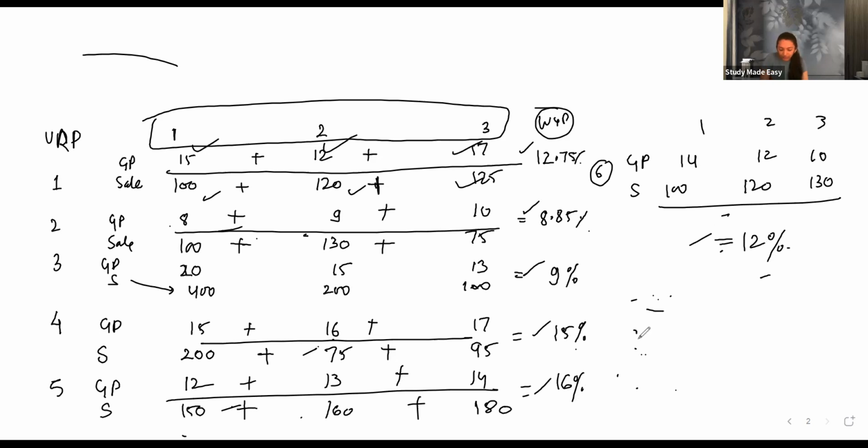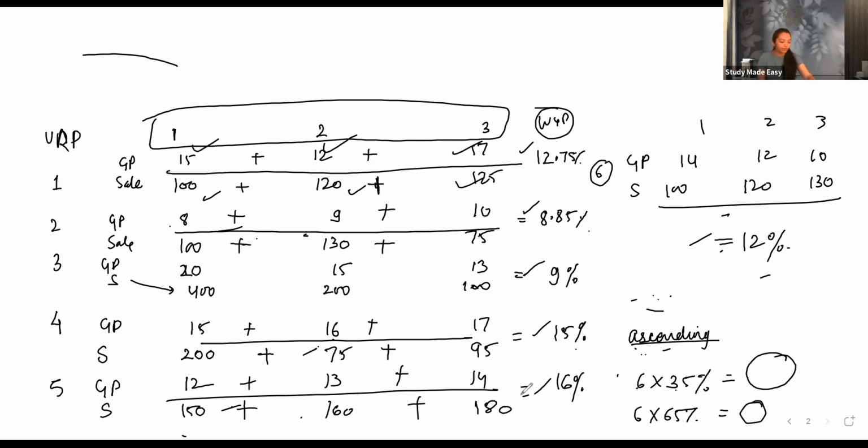Can I arrange it into ascending order now? First of all this weighted GP I will arrange in ascending order. After arranging, 6 ka 35% you will take. Then 6 ka 65% you will take. Whatever is the answer, tell me.